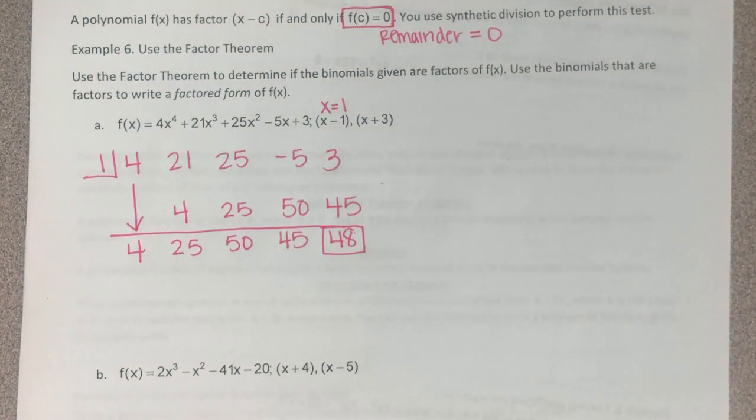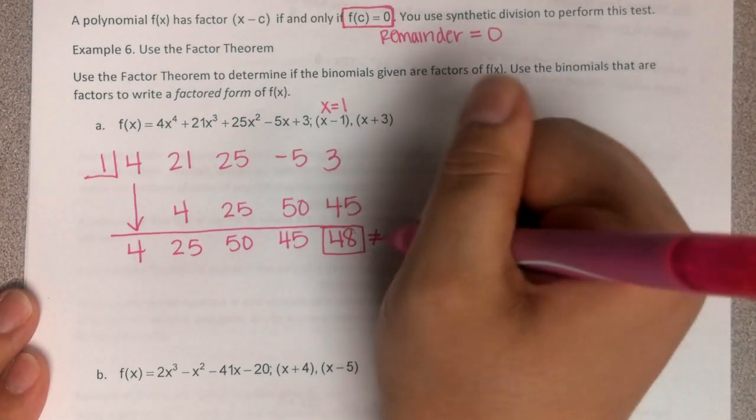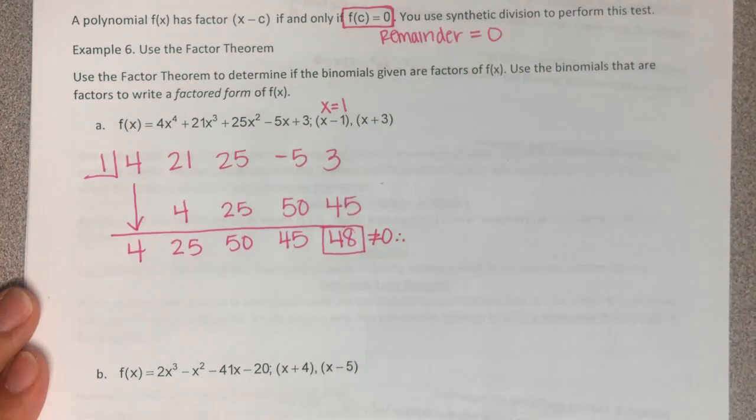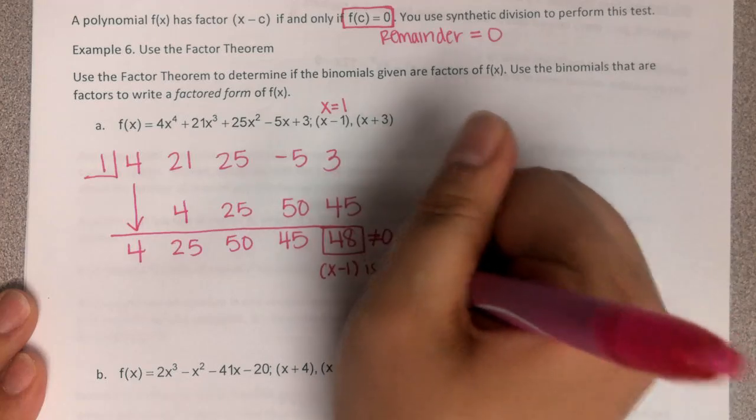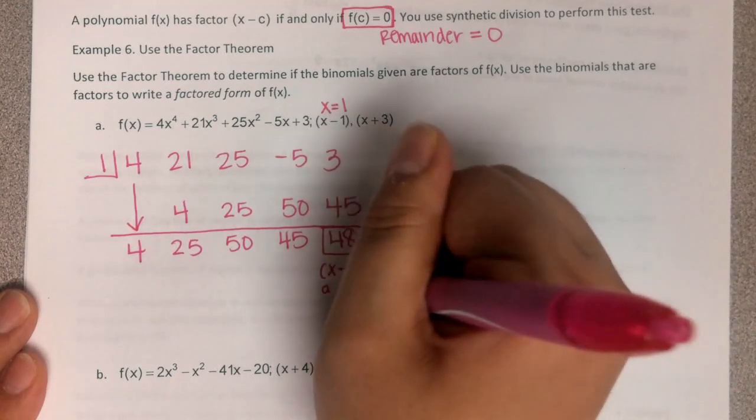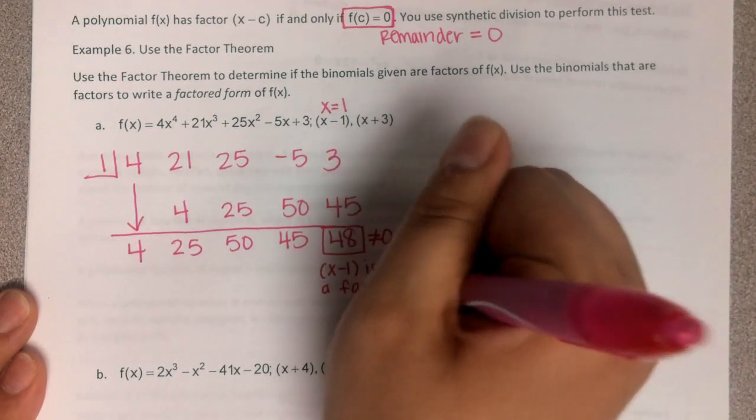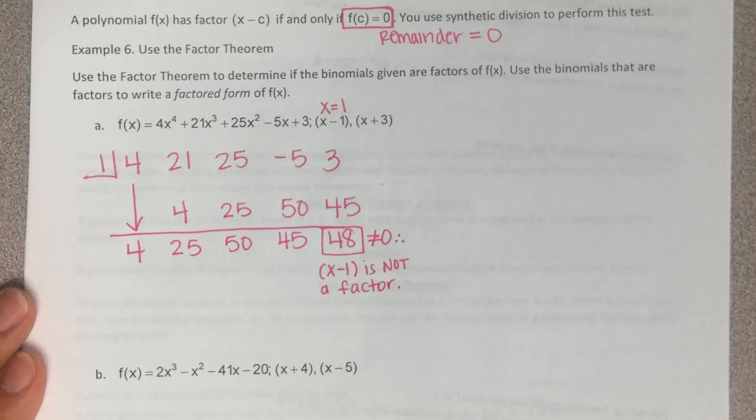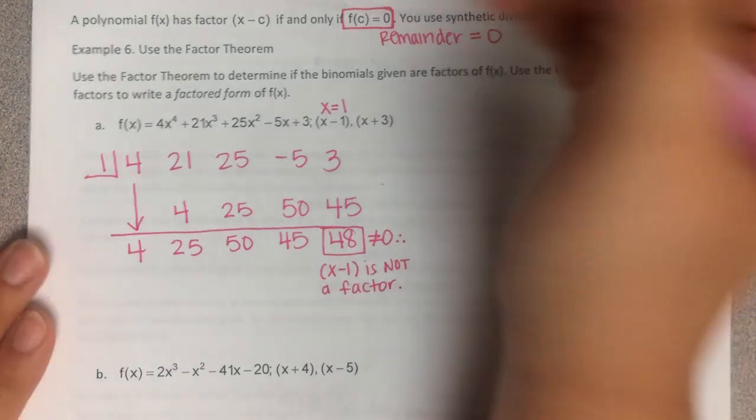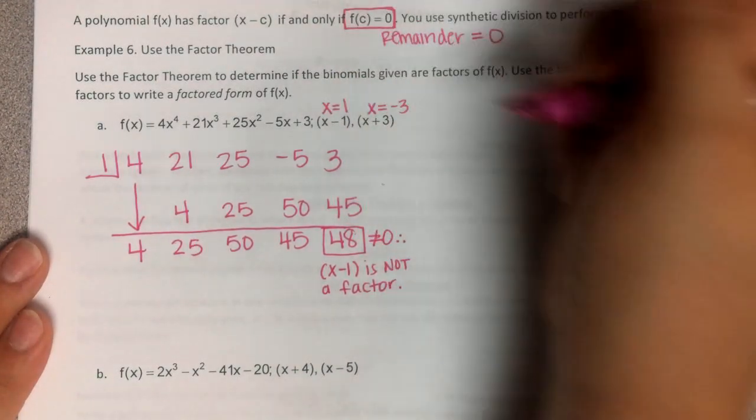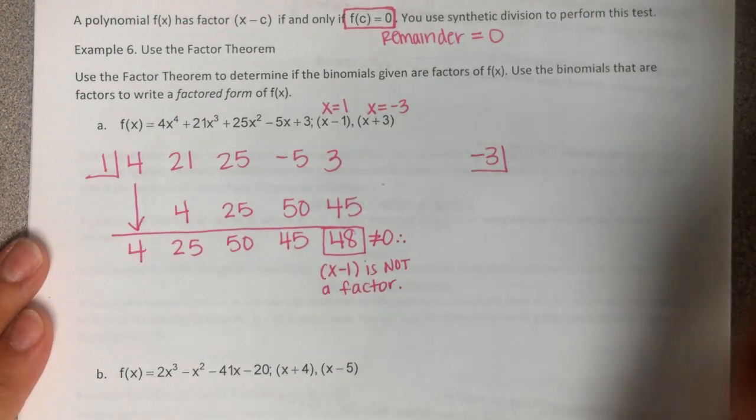Do y'all agree that is my remainder? Is that 0? This does not equal 0. Therefore, what does that tell me? X minus 1 is not a factor. What else do we need to try? X equals negative 3. So you try negative 3 now, please.